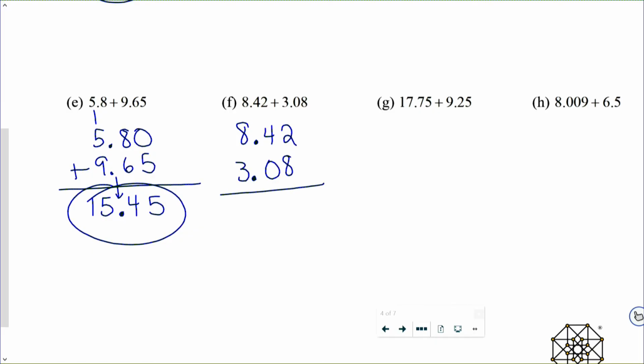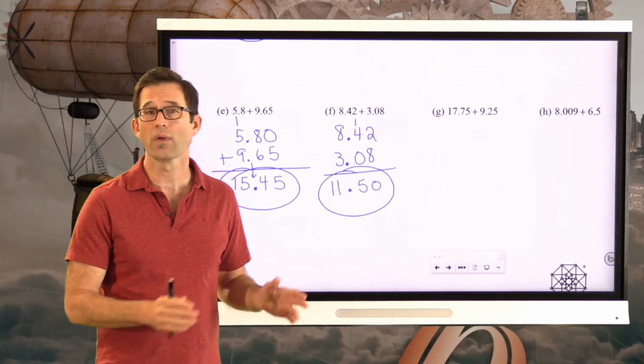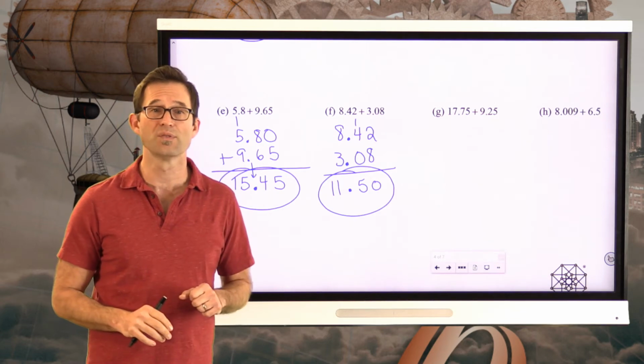In this case, I have 2 and 8. That's 10. Carry the 1. 4 plus 1 is 5. All right. Then I have 8 plus 3, which is 11. Now, there's absolutely no reason why you can't leave your answer like 11.50.